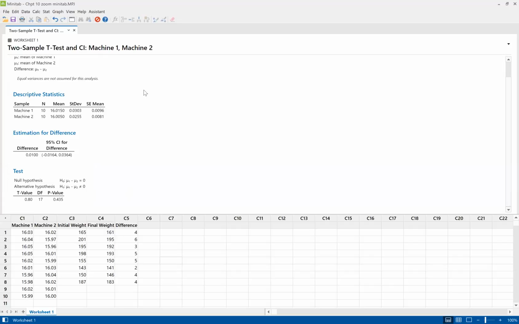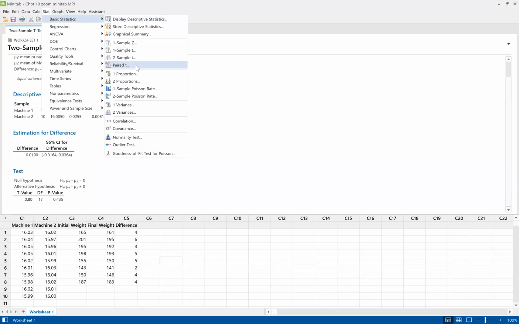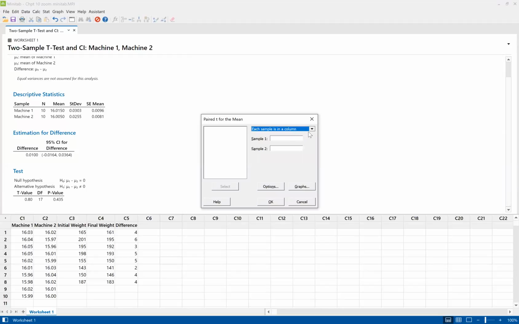All right, so the next thing that I want to look at is an interesting problem that they give. They give a before and after, which means paired t-test. So the first thing I'm going to do is go to Basic Statistics, Paired t-test. And it says each sample is in a column. That's what I want, instead of summarized differences, because I don't have summarized data, I have raw data. So I click again in sample 1, and I have the initial weight. Select that for sample 1, final weight, select that for sample 2.